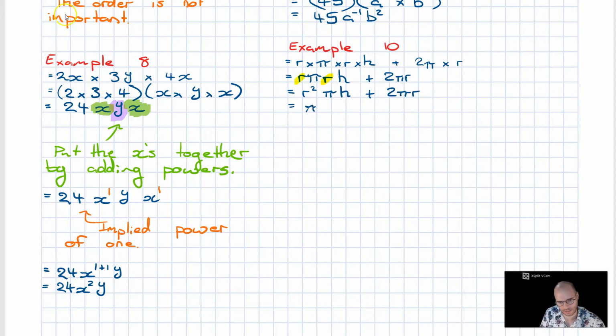And then you might see this as a pretty famous formula. So pi r squared h, that's the volume of a cylinder, plus 2 pi r, which is the circumference of a circle, and that's as far as we can take it.